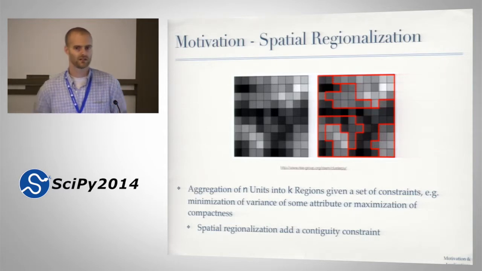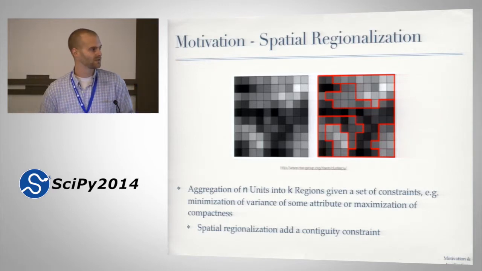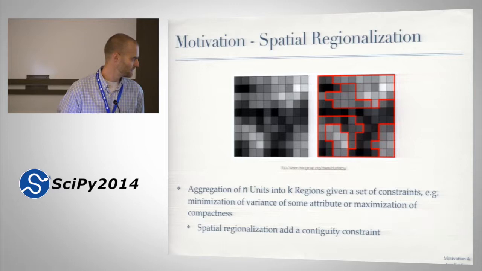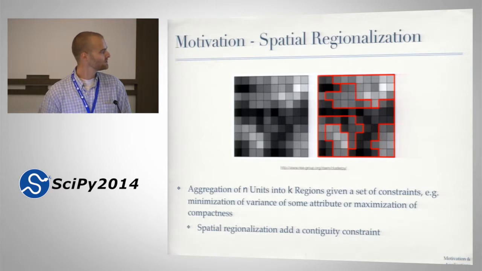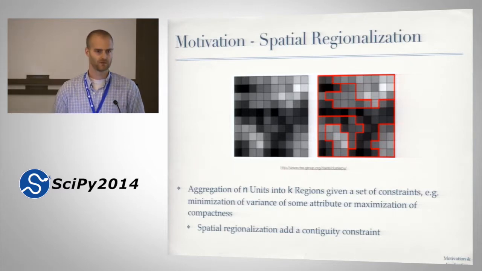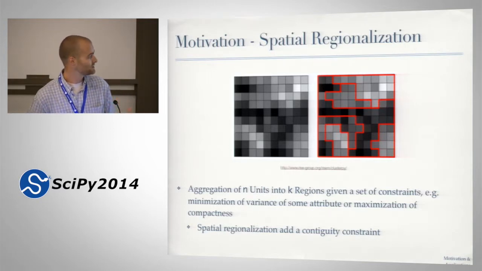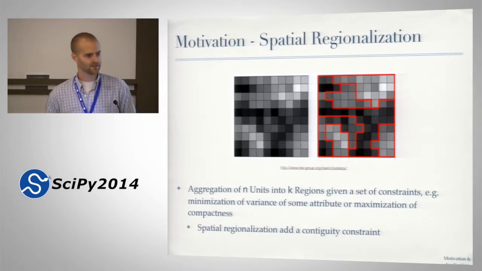Spatial regionalization, the idea is I have n units or n polygons and I want to aggregate those into k regions. These are known NP hard problems, and so we solve them with heuristic solution methods where there is some constraint, for example, minimization of variance within the region, maximization between the regions, or maximization of compactness, so how circular is my area. Spatial regionalization is quite challenging because we add this contiguity constraint, which is expensive to check, and so obviously then if we have a contiguity constraint, we need to know who is adjacent to who.